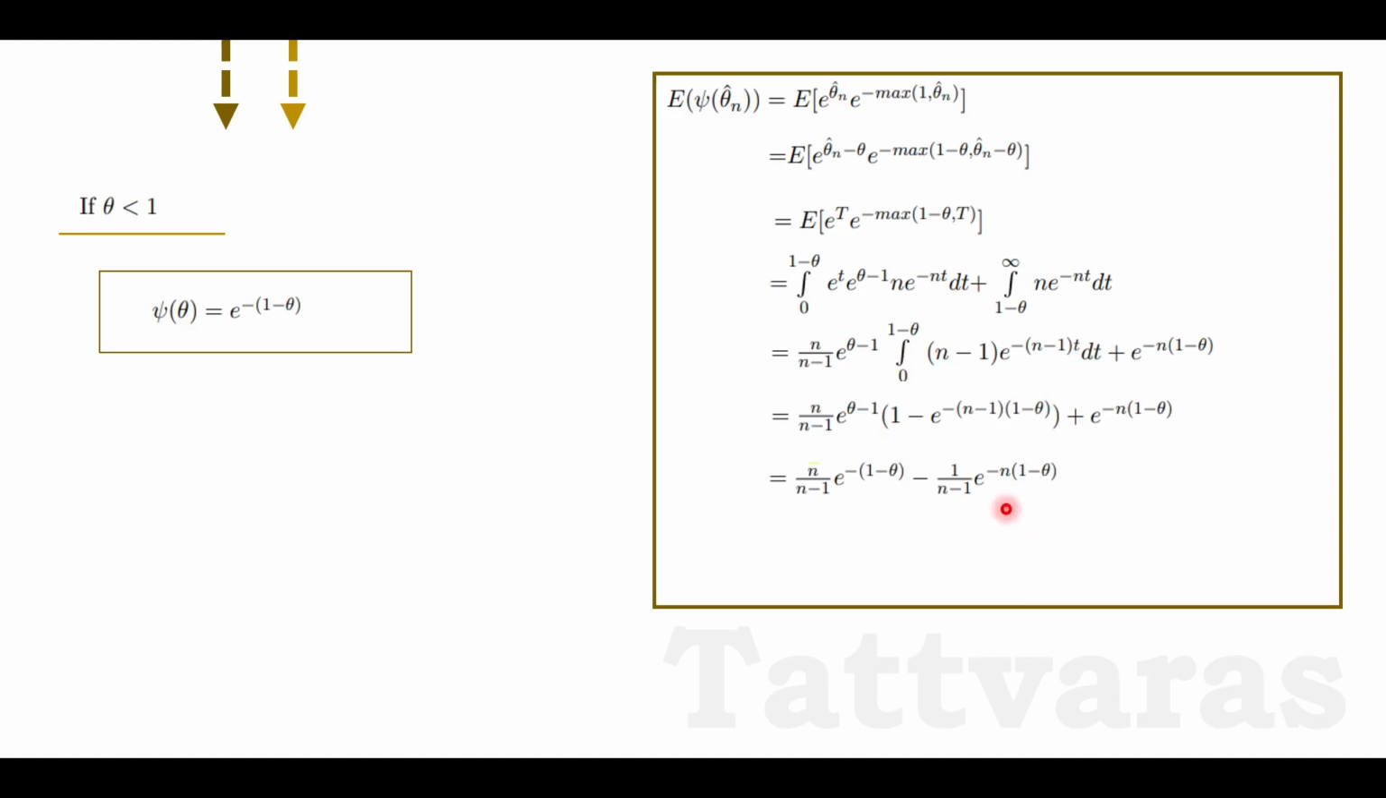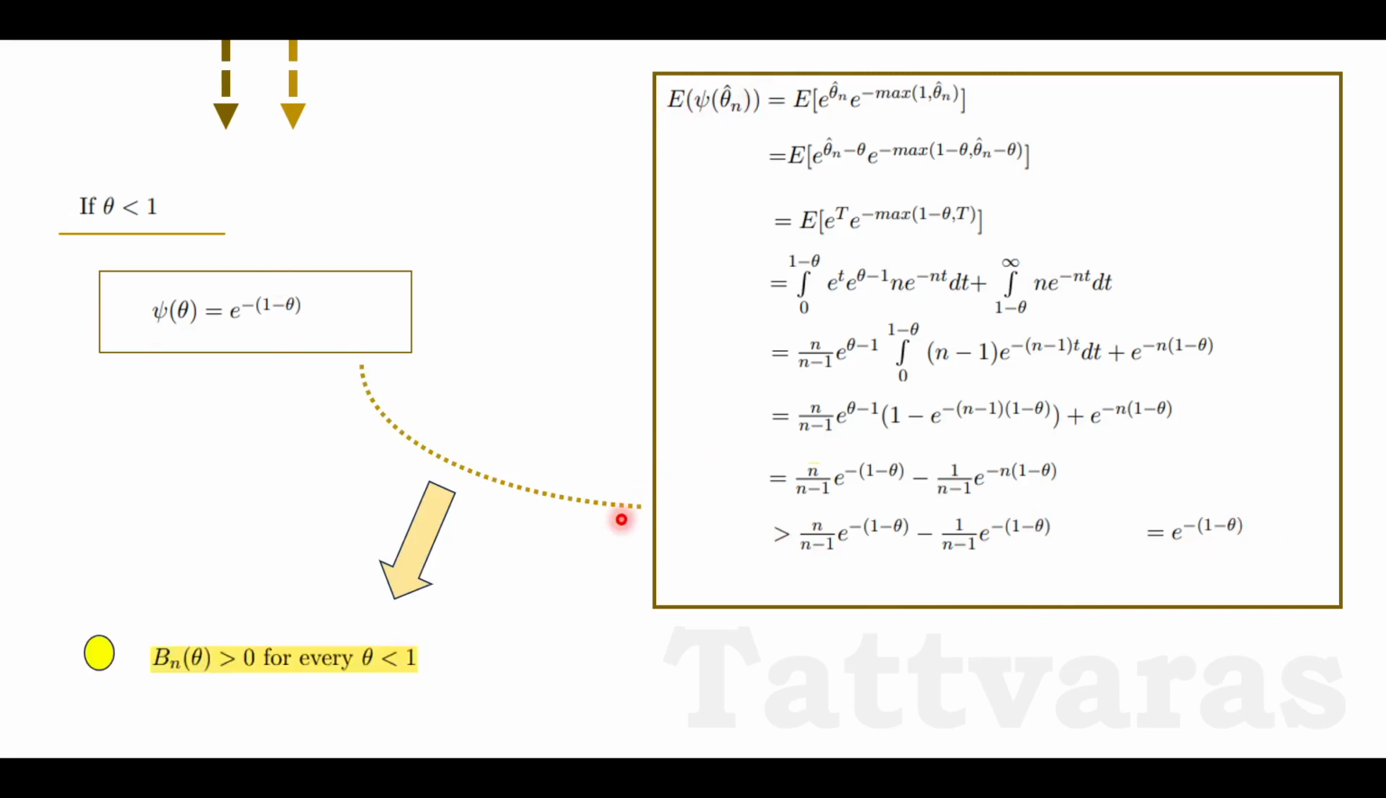And then we do quite a bit of tweak to bring a kind of inequality so that we can actually show that the bias is greater than 0. So what is the inequality? It is that this part is less than this part. That is why the whole thing will be greater than this whole thing. And this final step is nothing but e to the power minus 1 minus theta, which is same as this. So we get that expectation is greater than this, and from both of these, we get that bias will be greater than 0 for every theta less than 1. So yes, this second part of part A is proved.